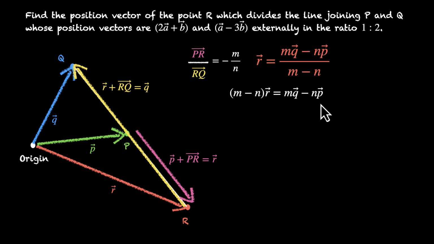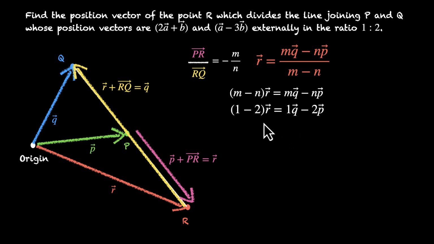Now we can rearrange. We have m minus n R vector equals to mq vector minus np vector. Let's plug in the values. m is to n, so m is 1 and n is 2. So 1 minus 2 R vector equals to 1 times Q vector minus 2 times P vector. Now P vector and Q vector could be written in the component form, but they need not always be in the component form. This works nonetheless. So Q vector is 2a vector plus b vector. So let's substitute these values.